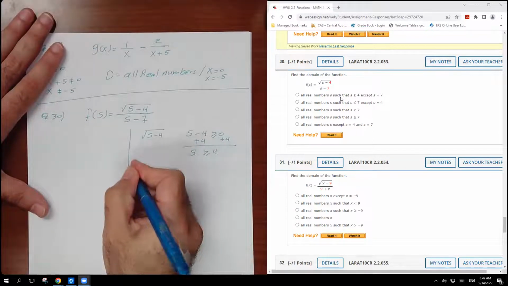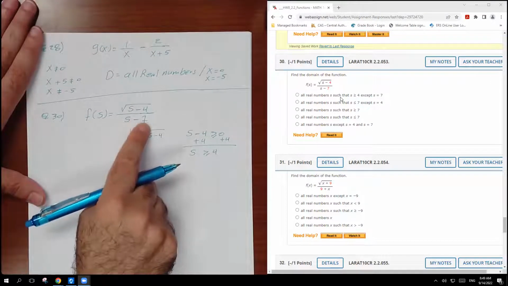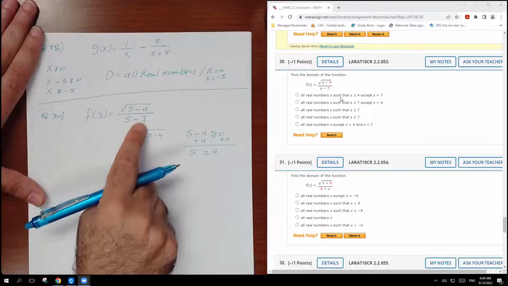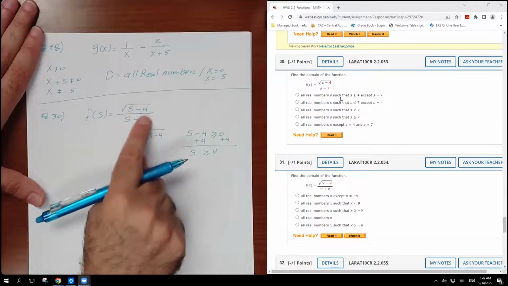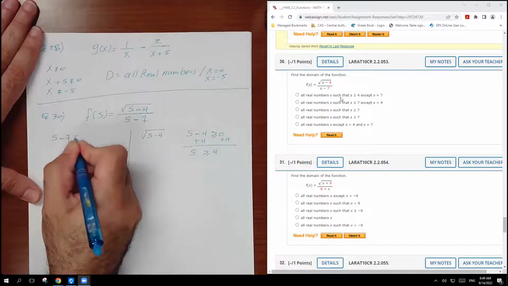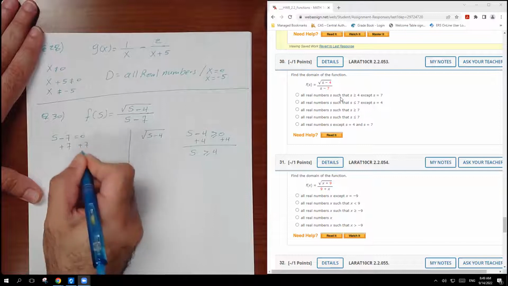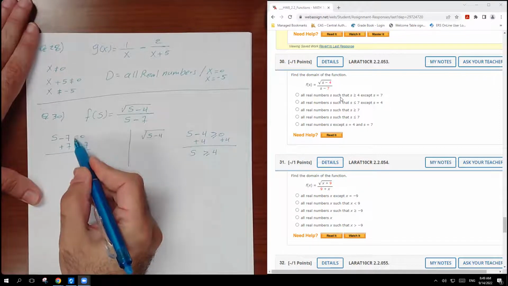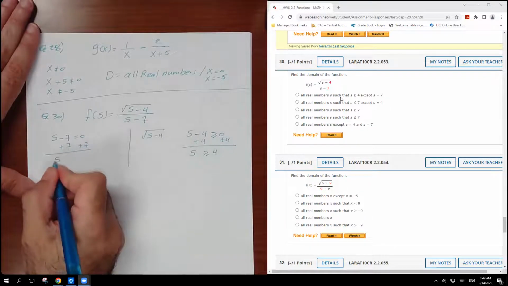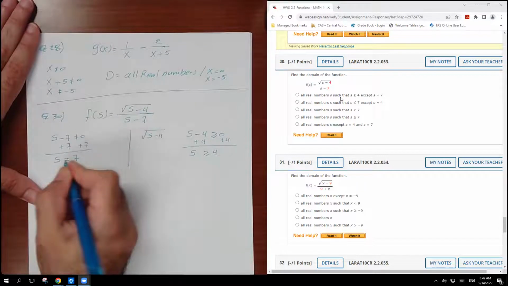Let's check the other side. Now I have a rational here, s minus 7. For the rational, I'm going to take the bottom part, which is s minus 7, and say equal to 0. So add 7 to both sides. Again, if you say not equal, it's going to be the same thing. s is going to be, let's say, not equal to 7.